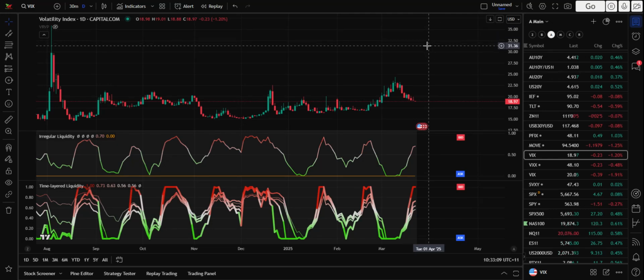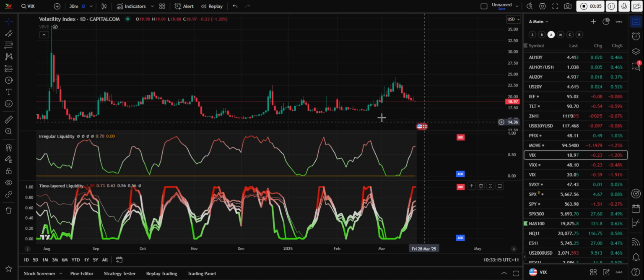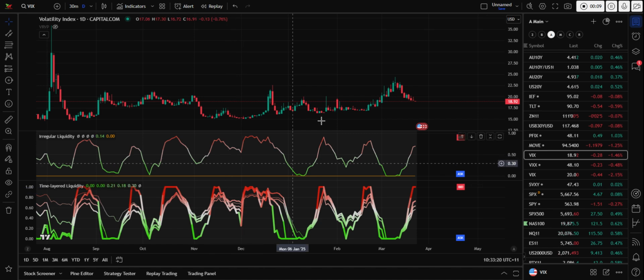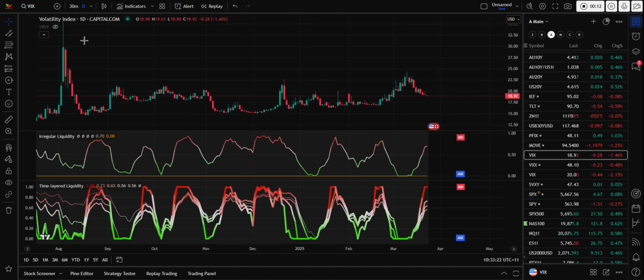Hi, video on how to understand the different layers of liquidity and why we have used a time lag and an irregular liquidity. Here I'm just looking at the VIX. I'm looking at a well-traded CFD product. The better traded items are, the clearer the liquidity will become. The less traded they are, less volume in them, the less clear they'll be.